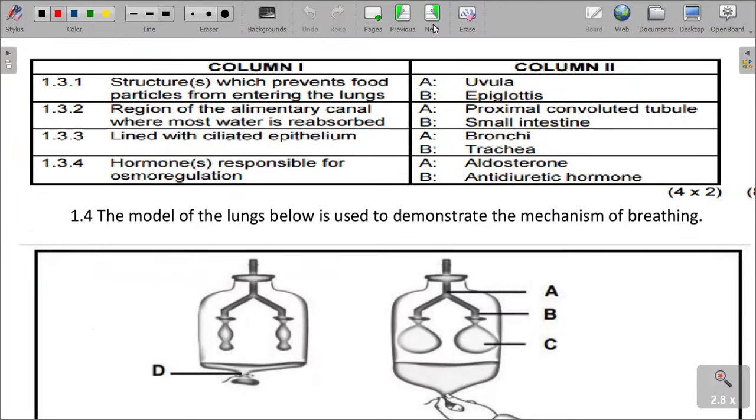We are supposed to see whether it applies to B or none of the above. Structure or structures which prevent food particles from entering the lungs. The food particles are prevented from entering the lungs by the epiglottis, which is B only. Region of the alimentary canal where most water is reabsorbed. The reabsorption of water takes place in the small intestine, which is B only.